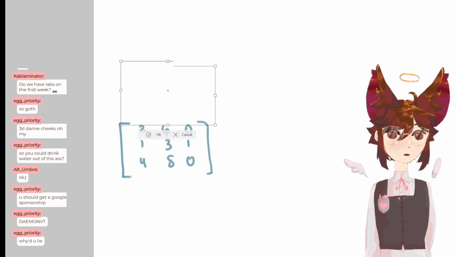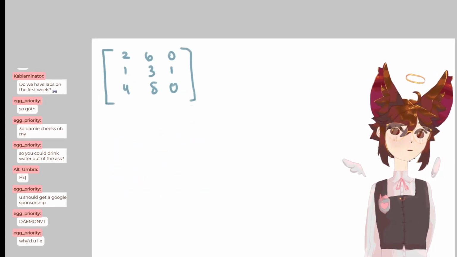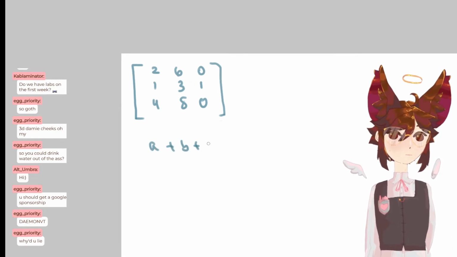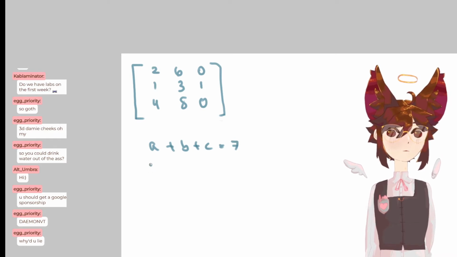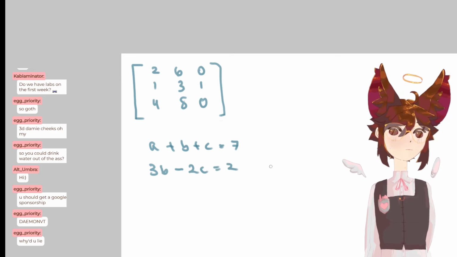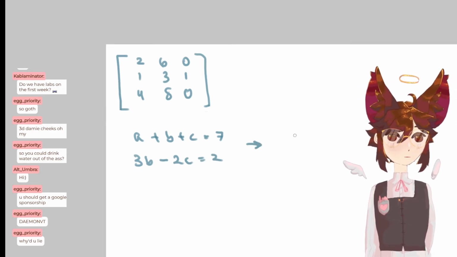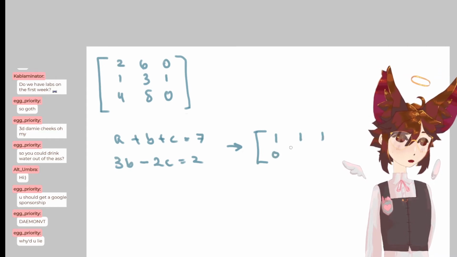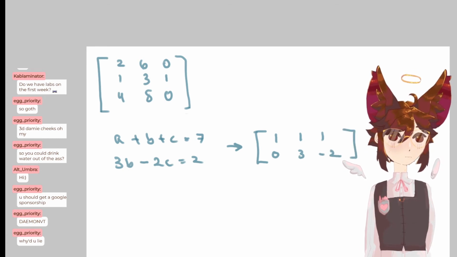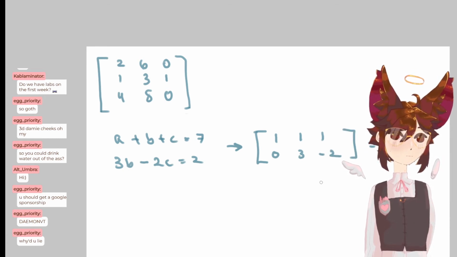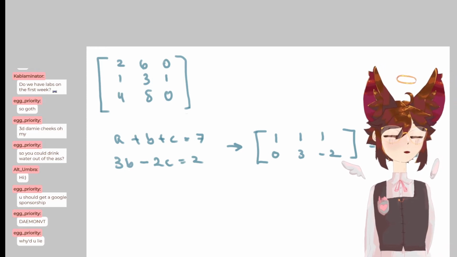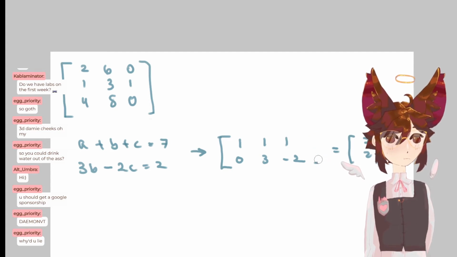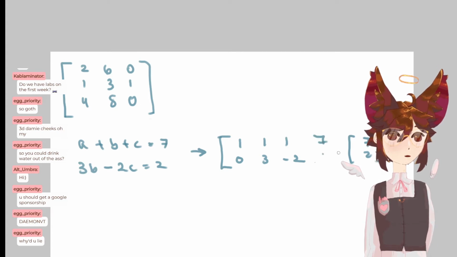We're not only trying to solve systems that are square, because we might not have a square system. What if we have 3 variables, a plus b plus c equals 7, and 3b minus 2c equals 2? What if we have a system like that? If we translate this, it looks like 1, 1, 1, 0, 3, minus 2, equals 7, 2. And when we do this, we can take away the equal sign and put that value, 7, 2, right in here.